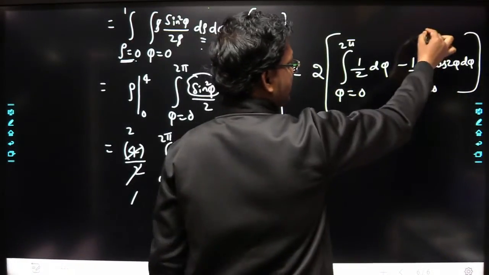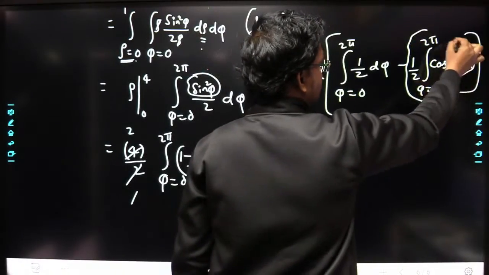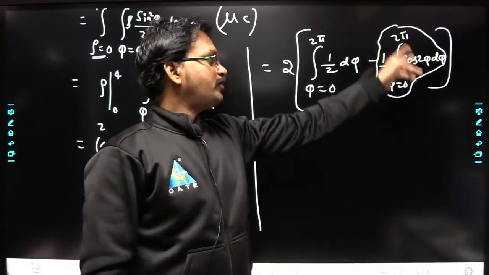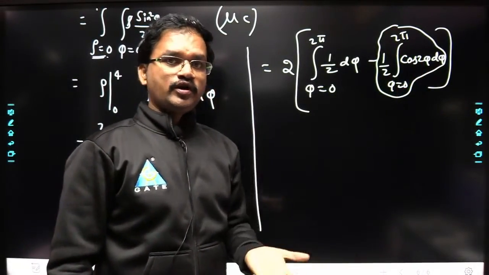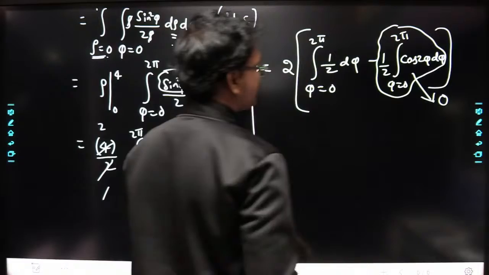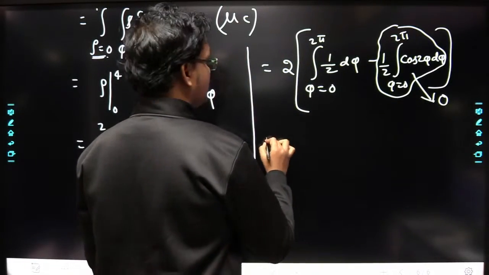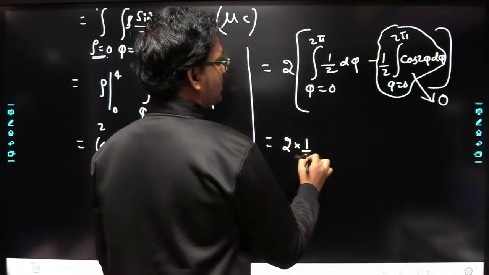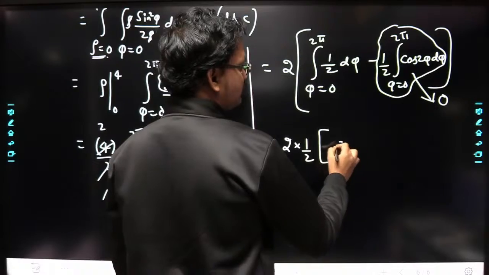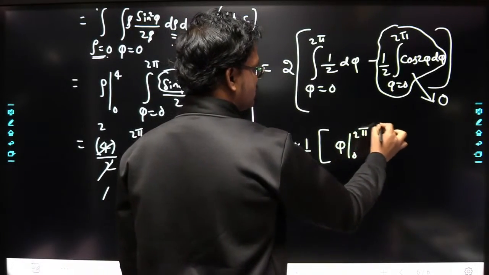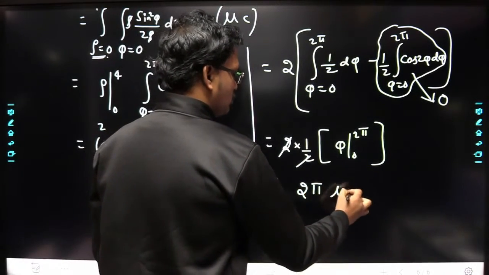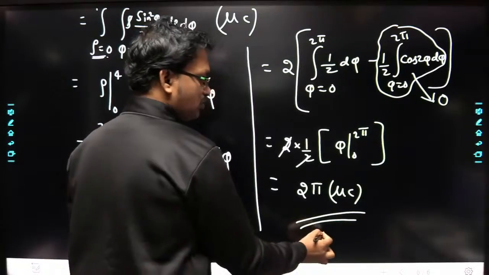Understood? So what is this integration value? That means if you integrate cos function or sine function over its full time period, what you are going to get? You are going to get 0. Yes or no? So this term will go to 0. Understood? So what you are going to get here finally? So 2 into 1 by 2 into 1 by 2 integral d phi. Integral d phi is nothing but phi. Its range is from 0 to 2 pi. So 2 will get cancelled. You are going to get 2 pi microcoulomb.